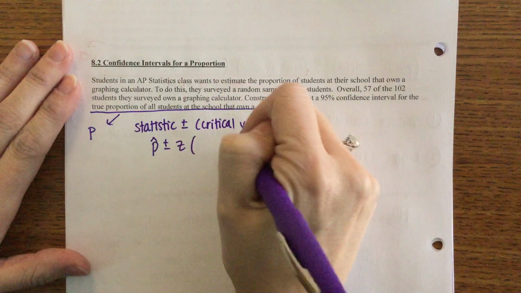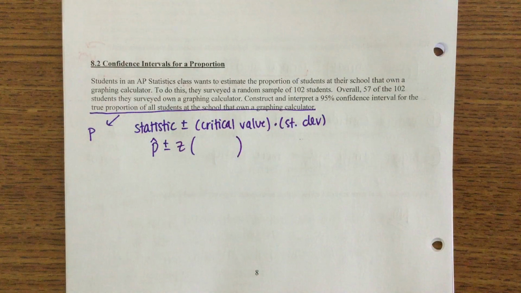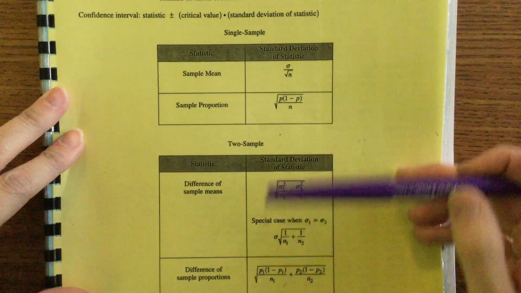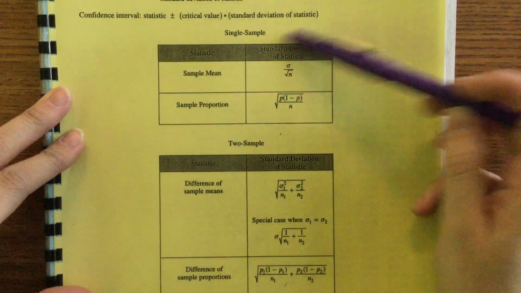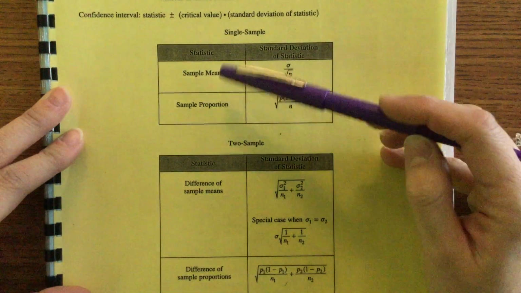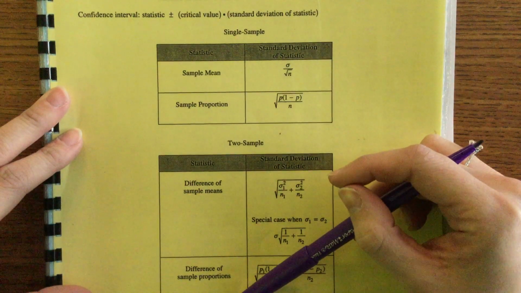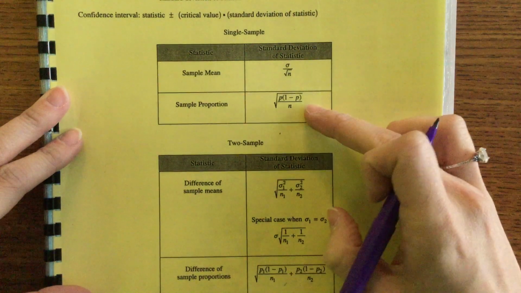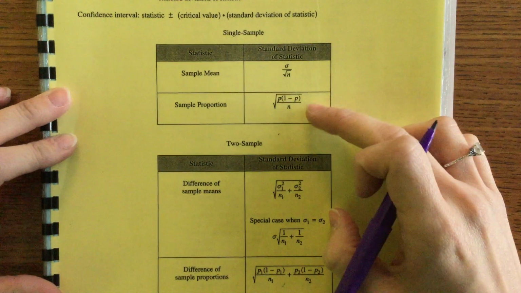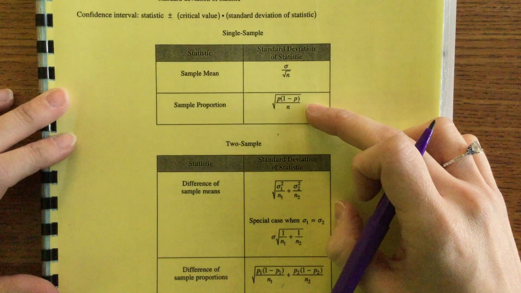And then the standard deviation of the statistic. This is also on the formula sheet. Let's see if we can figure it out. Here it says standard deviation of the statistic. Are you going to use sample mean, sample proportion, difference in means, or difference in proportions? Sample proportion, right?